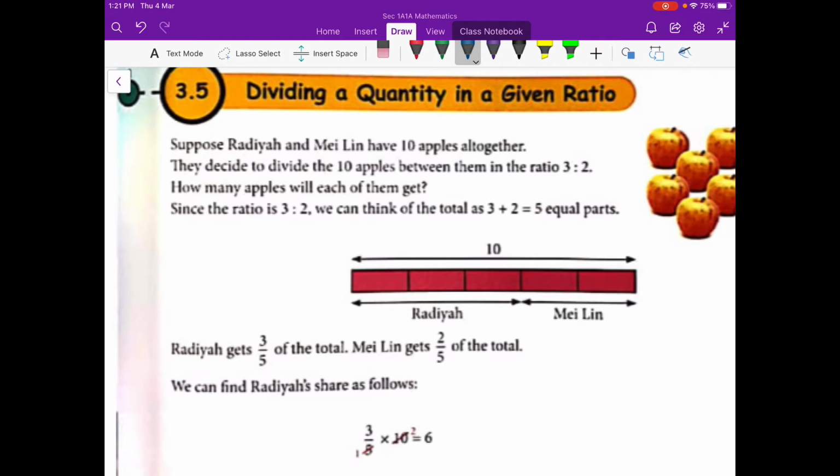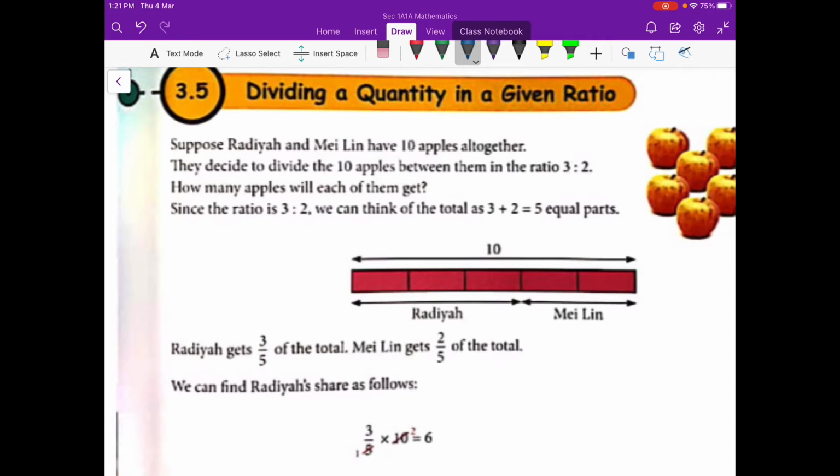It's just a ratio. If one person got 3, the other person got 2, how many apples are there altogether only? 5. But there are 10, right? So it cannot be 3 and 2 only. It has to be another number. Okay, so sounds like you all know how to do it. But the question is, how many apples will each of them get?